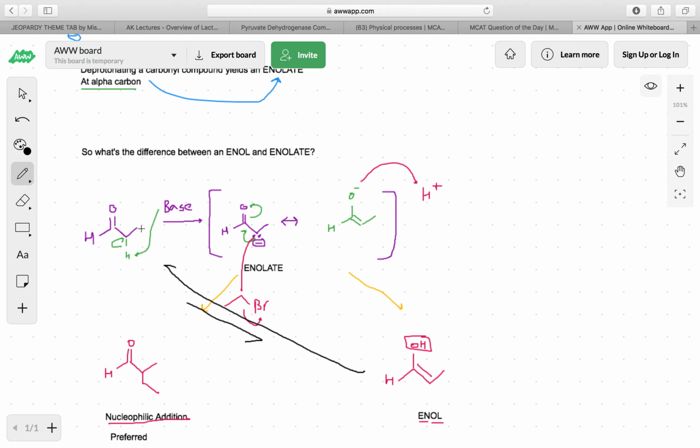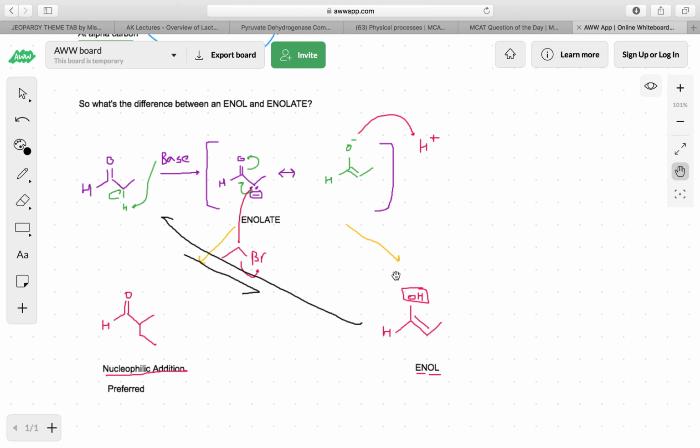The reason why is because this ketone, or aldehyde in this case, has a carbonyl group. Your carbonyl group is much more stable than this alkene because it's a shorter bond, it's more stable, and it's more polarized. So we prefer to form this. However, that's not always the case.